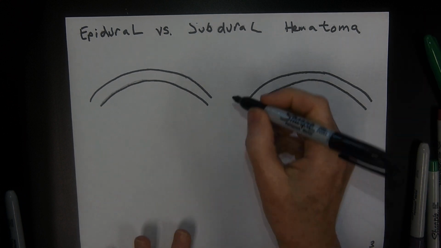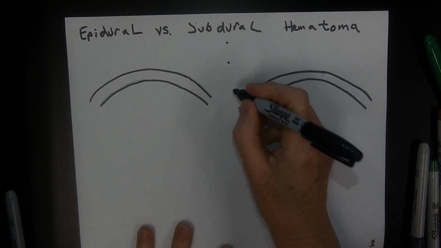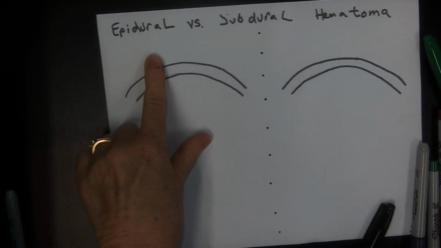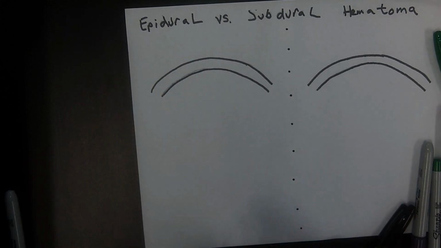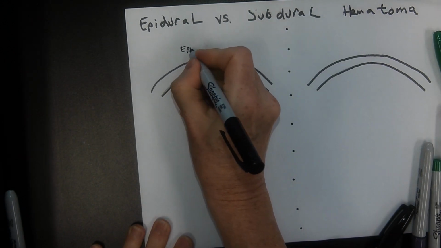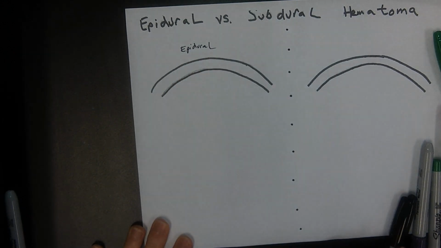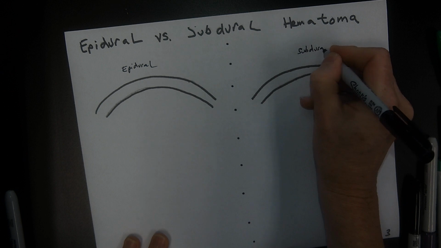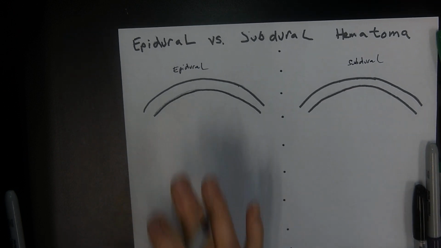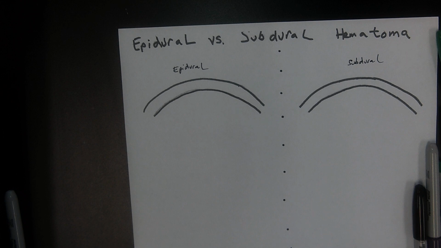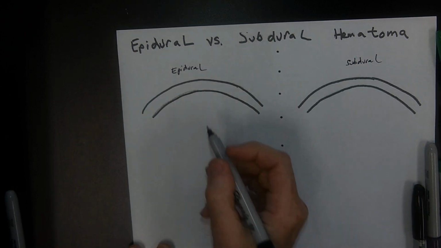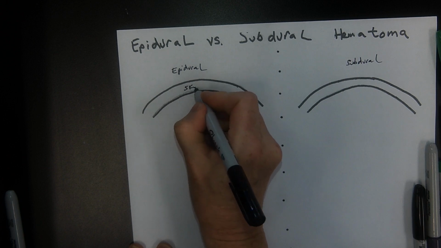So let's just draw kind of a dotted line between the two. And on the leftmost side of the page, I'm going to draw the epidural hematoma. And on the right side of the page, in a minute, we're going to look at the subdural hematoma. Okay, let's start out here. Looking at this is a standard frontal cross-section, like we saw before. So this is going to represent your skull.